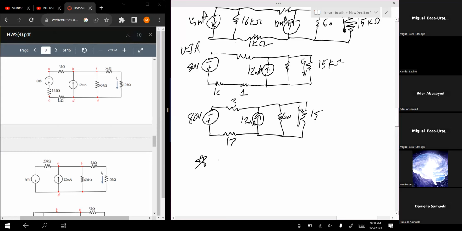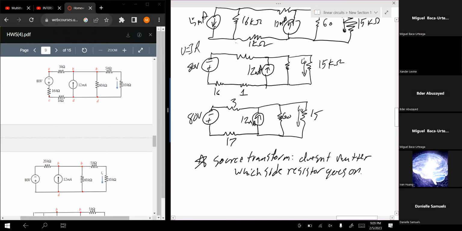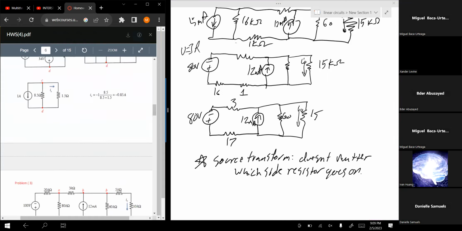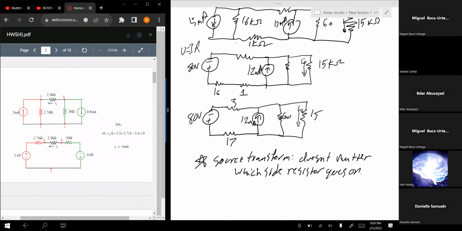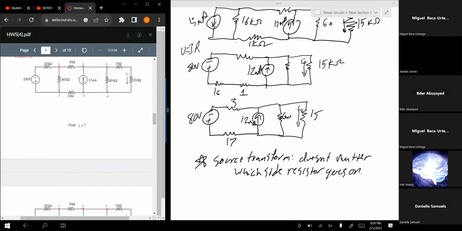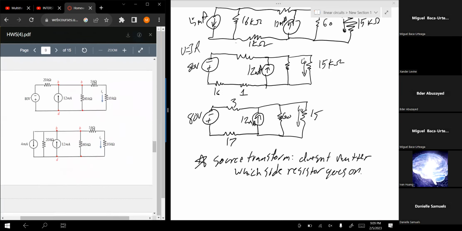So note, source transformation doesn't matter which side the resistor goes on. How did they do the earlier one? Oh, look at that. They put the 1 kilo ohm on the top. I mean, we still got the right answer, right? So like you guys are saying, it's still right. So, okay, what did they do after that?